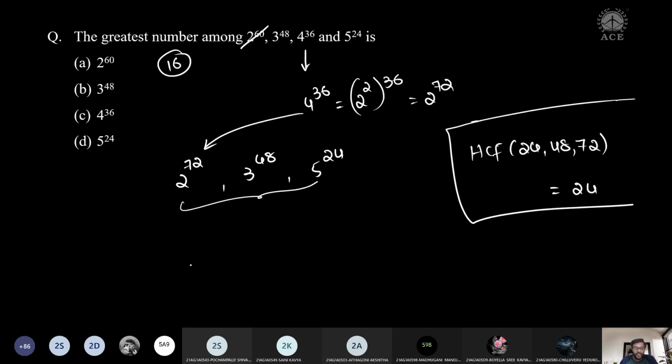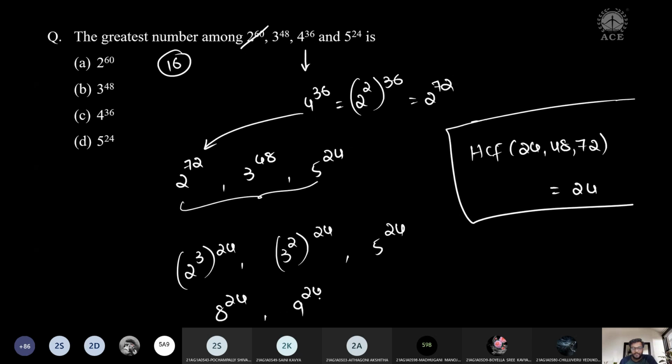HCF here is 24. Now what you can do, this is 2 cube whole power 24, 3 square whole power 24, this is 5 power 24. So this is 8 power 24, 9 power 24, 5 power 24, my dear friends. So 9 power 24 is greatest. As powers are equal, base will decide. So answer is 3 power 48, my dear friends.